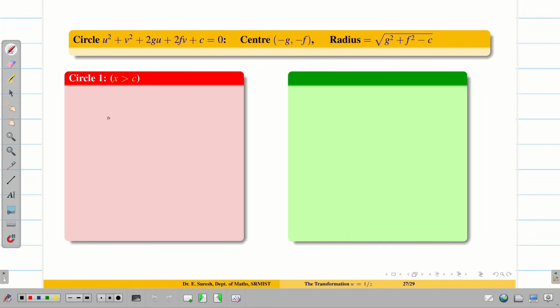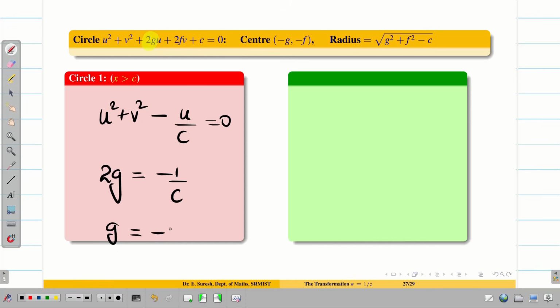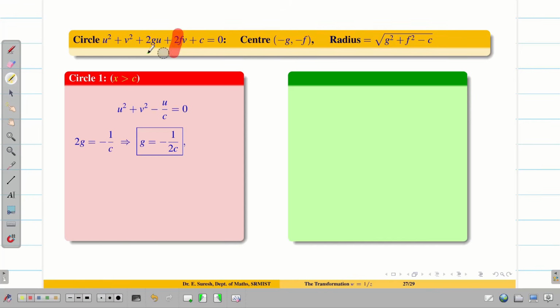For the first circle, just take the equality u square plus v square minus u by c equal to 0. Now equating the coefficients of u from the general equation, we have 2g. In our problem, it is minus 1 by c. Therefore, my g equal to minus 1 divided by 2c. Next, the coefficient of v in the general equation is 2f. Our problem does not consist of v, so it is going to be 0. So we found f equal to 0.